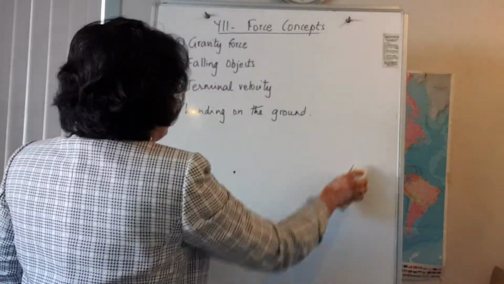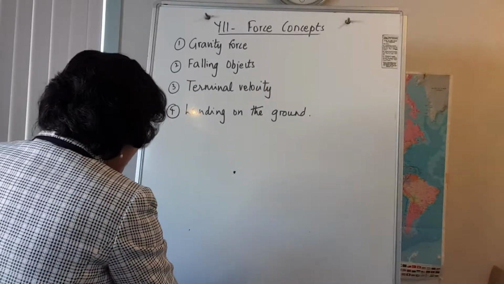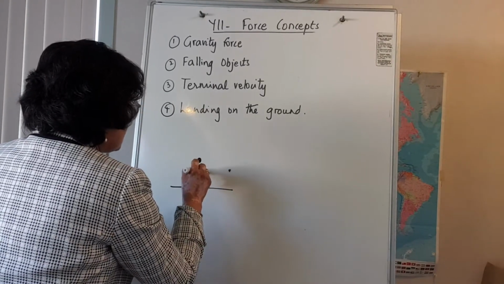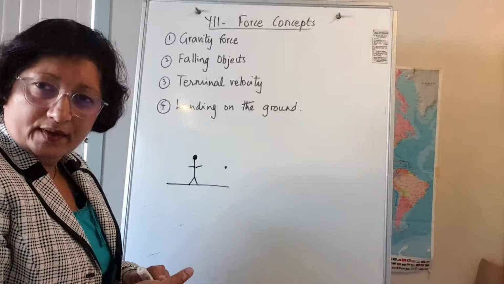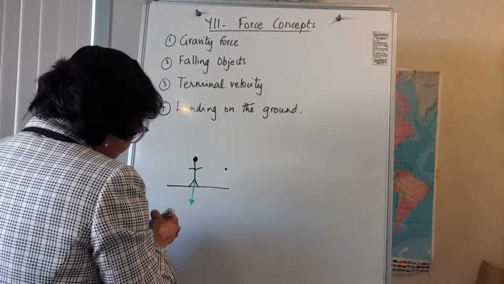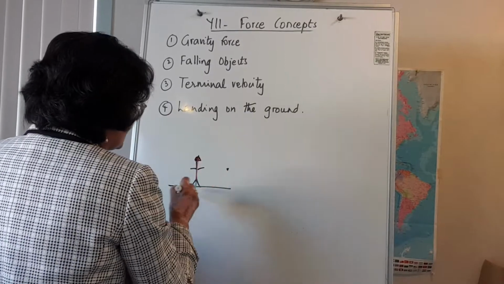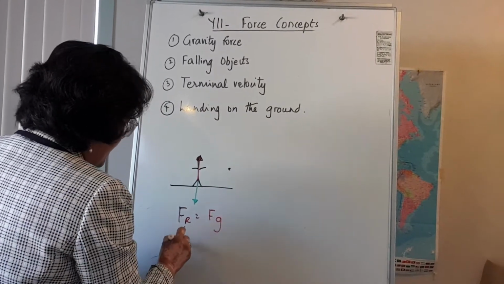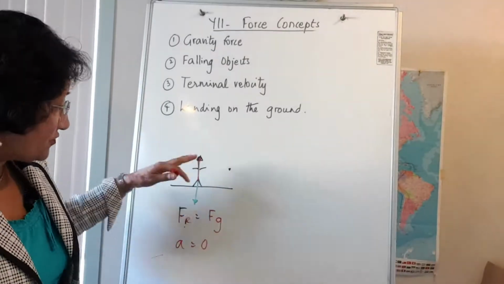And this last thing that I wanted to bring to your mind is about landing on the ground. So if you are just standing on the ground, let's try and draw you. Okay, there are two forces. There's your weight force, gravity force, which acts downwards, and there's an equal and opposite reaction force from the ground, which is acting upwards. So your reaction force equals gravity force, and so your acceleration is zero. You're not going anywhere, you're just standing there. Okay, so the forces are balanced.